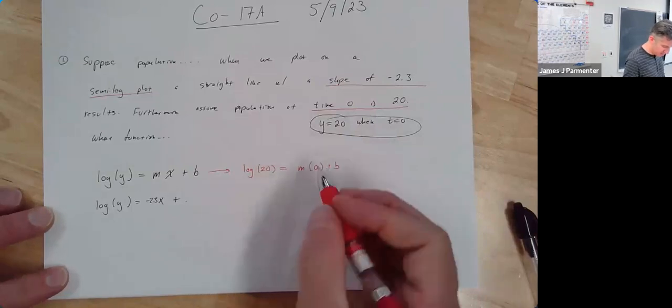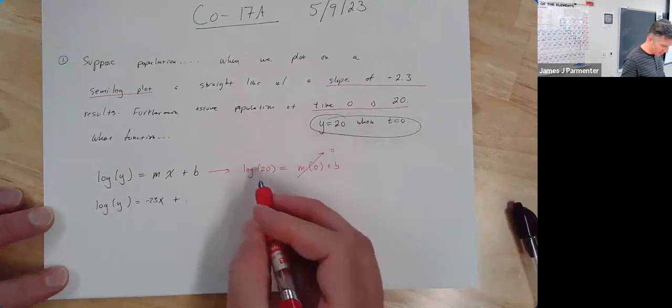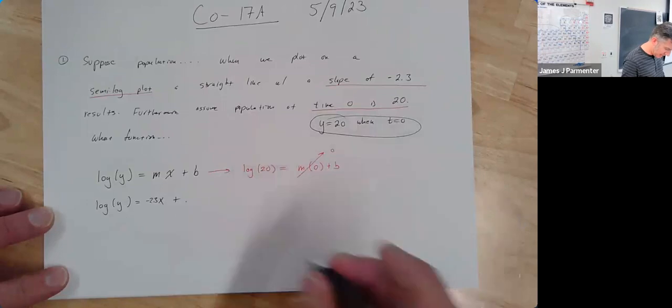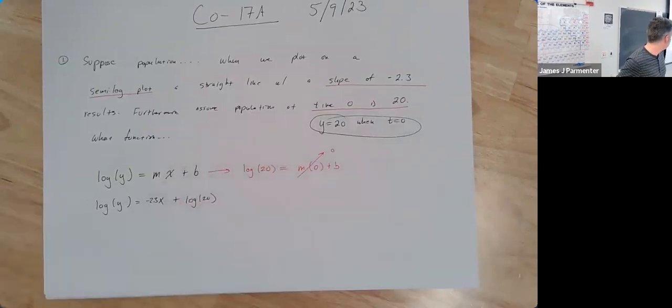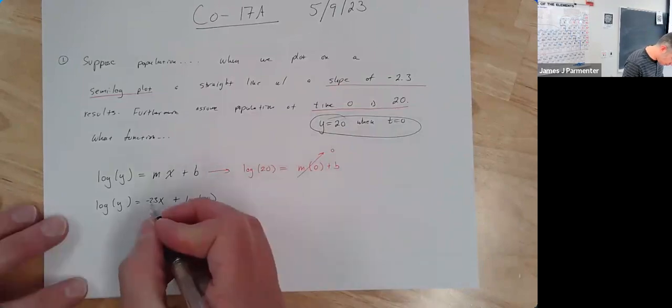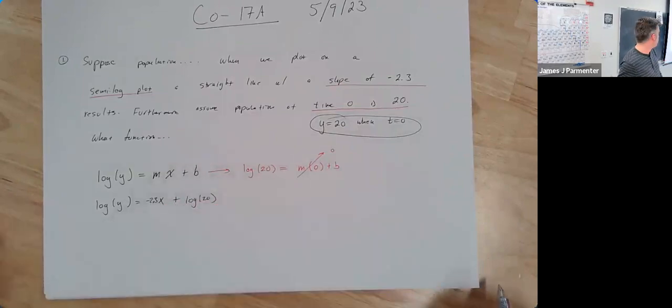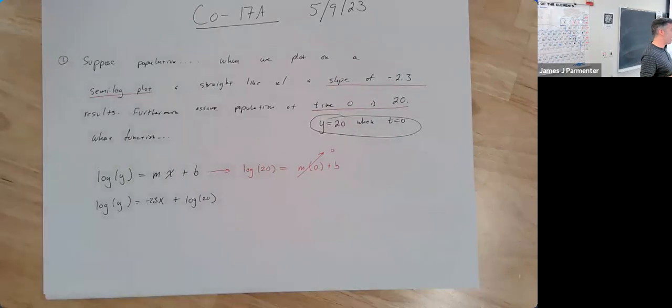If x or time is 0, that part's going to be 0, and you're going to get log of 20 equal to b. So that's actually what we're going to have here, log of 20. The rest of it is solving for y. We know if it's semi-log, we should end up with something that looks exponential, meaning you end up with x in the exponent. Versus if it's log, we know we should end up with a power function where you end up with x raised to a power.